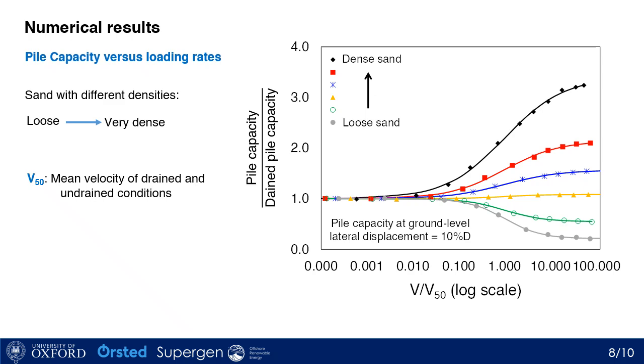As you can see for the loose sand, during the partially drained condition, increasing the loading rate results in a reduction in pile capacity, but by increasing the density, the behavior changes, and you can see for medium dense to very dense, by increasing the loading rate, the capacity is significantly increased under partially drained condition until reaching the undrained condition.